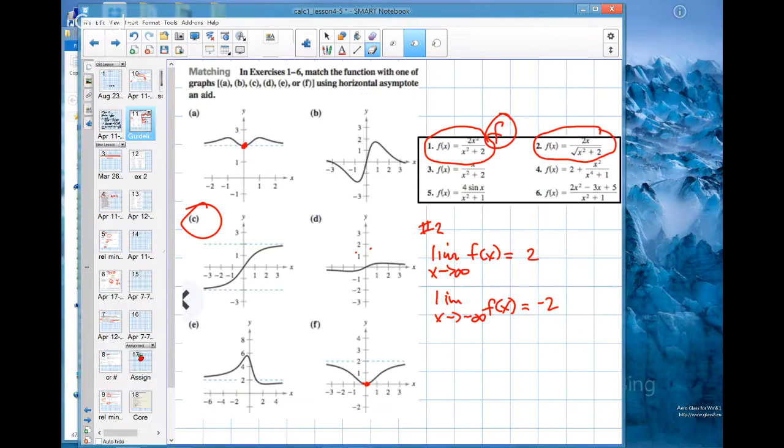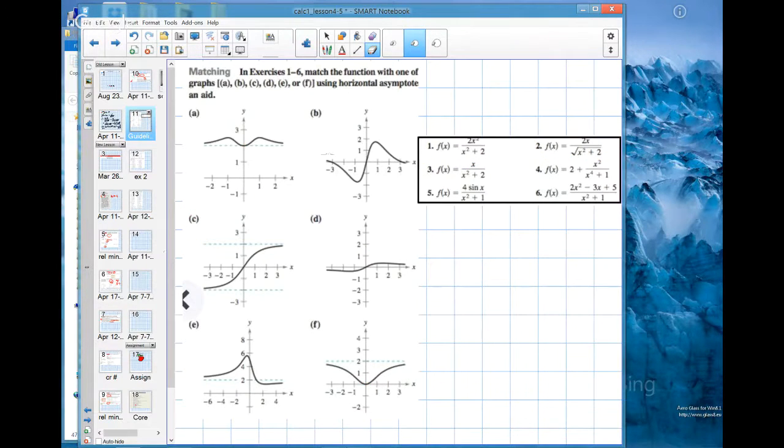Let's do one more. Let me get rid of this writing here and we'll start over. Okay, so let's take a look at number 3 now. What's the limit of that as x approaches infinity? Well, top power 1, bottom power 2. So that's going to go to 0. Do you see that? So as x approaches positive infinity, because the denominator is growing faster, that one's going to approach 0 on the right.